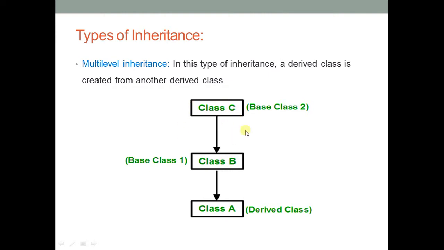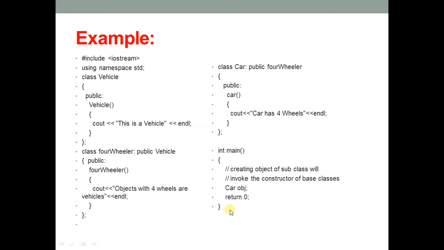In mathematics you have heard about the term transitive. Transitive means we derive one class from another class, and from that second class we again derive another class. That means this is a transitive nature. For derived class A, the base class is B. This base class again has another base class, that is C. For C the derived class is B, and for B the derived class is A. Let us see this with an example.